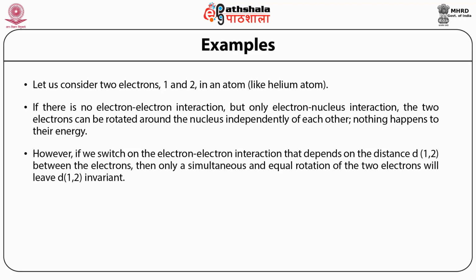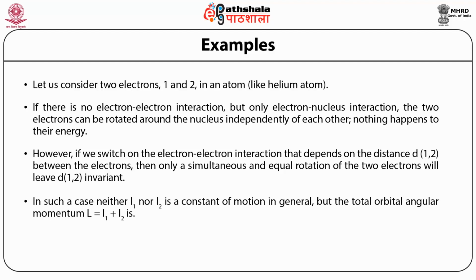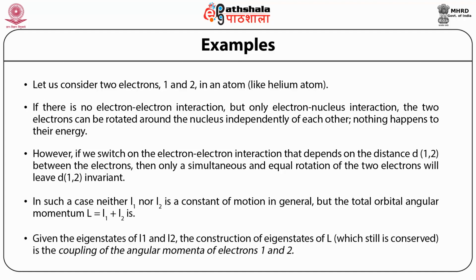However, if we switch on the electron-electron interaction, that depends on the distance d12 between the electrons, then only a simultaneous and equal rotation of the two electrons will leave d12 invariant. In such a case, neither l1 nor l2 is a constant of motion, but the total angular momentum L equal to l1 plus l2 is considered. Given the eigenstates of l1 and l2, the construction of eigenstates of L, which still is conserved, is the coupling of the angular momenta of electrons 1 and 2.